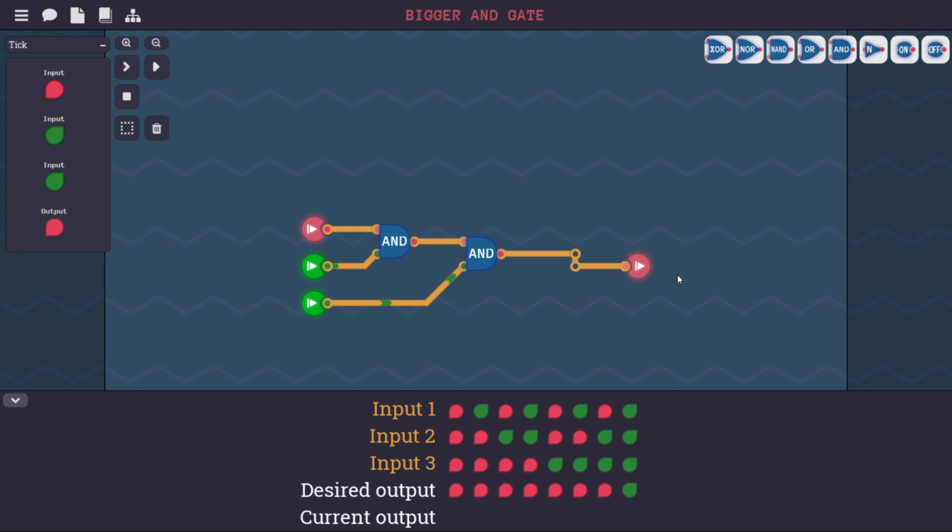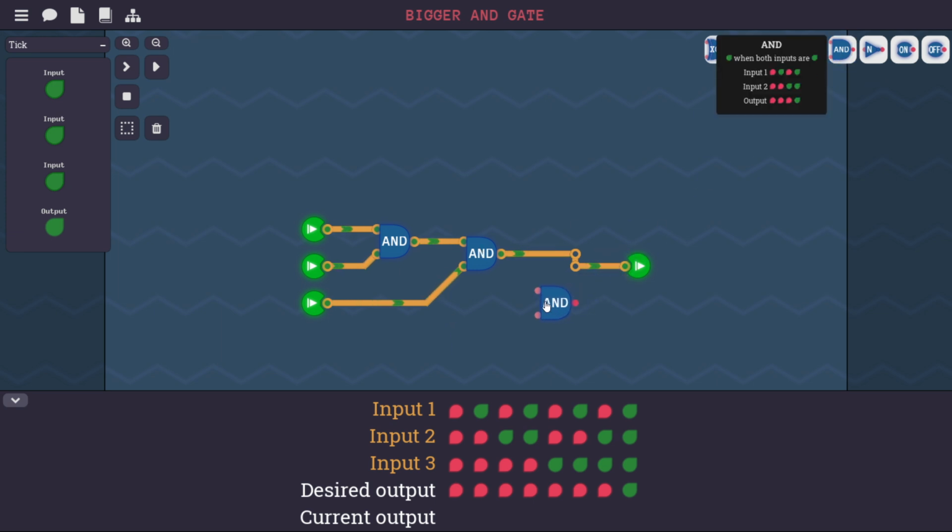As you can see, the AND gate is a bit more restrictive, in that the output is mostly off unless all of them are on. And it seems this is how you create a bigger AND. It's just the same as the OR gate. We just chain.